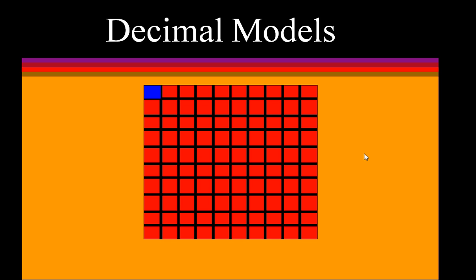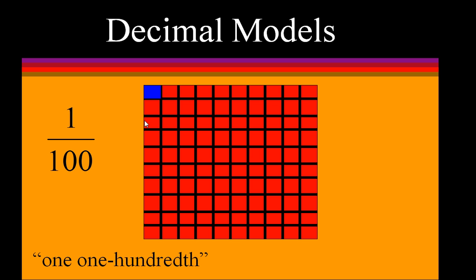Now we have a square with 100 little squares, and we have one blue square filled in. That gives a fraction of 1 out of 100, or 1/100th. Okay, awesome. 1/100th. You might also see it called 0.01, and that's the same as 1/100th.